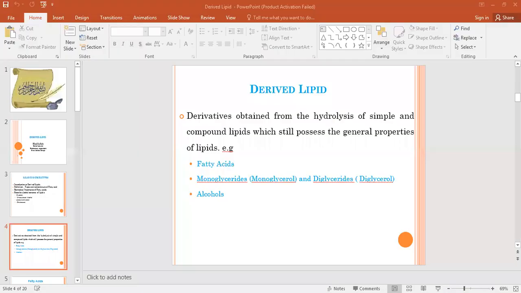of simple and compound lipid which still possess the general properties of lipids. Examples are fatty acid, monoglyceride, diglycerides, and alcohol. These are the examples of derived lipids.